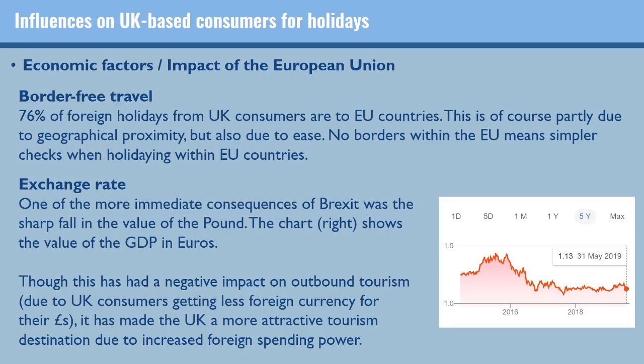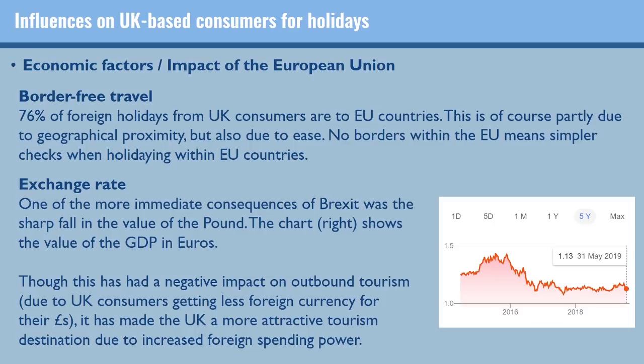The other thing that's important is the exchange rate. This has a significant impact on the spending power of consumers. One of the more immediate consequences of Brexit was a sharp fall in the value of the pound. It's due mainly to uncertainty. The chart on the right shows that. You can see that in 2016 we're at about 1.4 euros to the pound. As you can see, that's dropped quite considerably in 2016, and it's maintained at a sort of steady rate. Currently, last time I checked, which was a couple of days ago, it was at €1.13. So as you can see, that's dropped considerably.